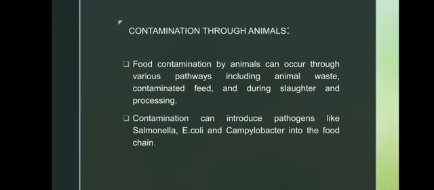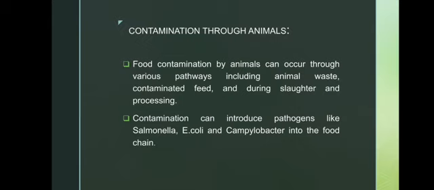Food contamination by animals can occur through various pathways, including animal waste, contaminated feed, and during slaughter and processing. So contamination can bring pathogens like Salmonella, E. coli, Campylobacter into the food chain. These are the common microorganisms that enter the food chain through animals.